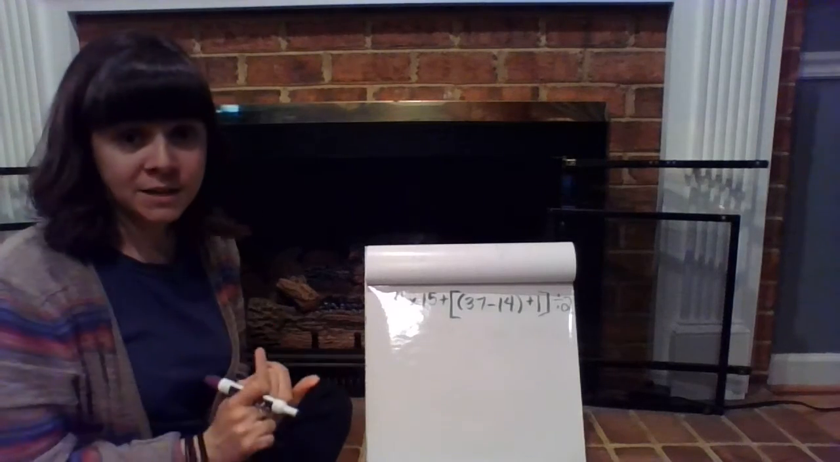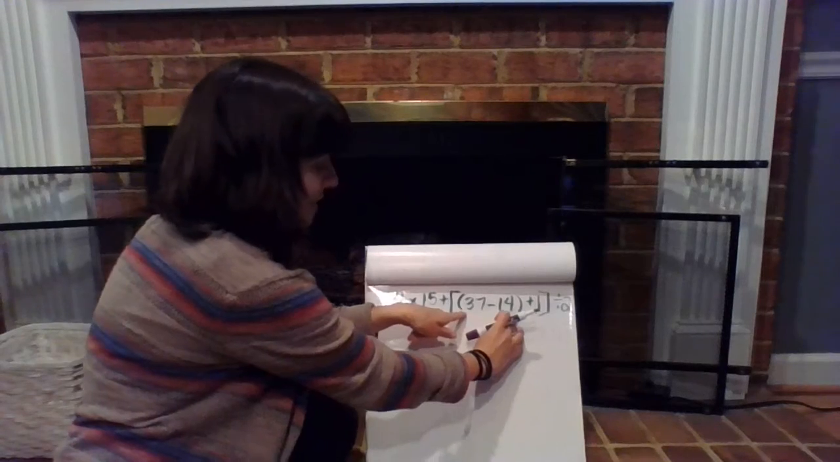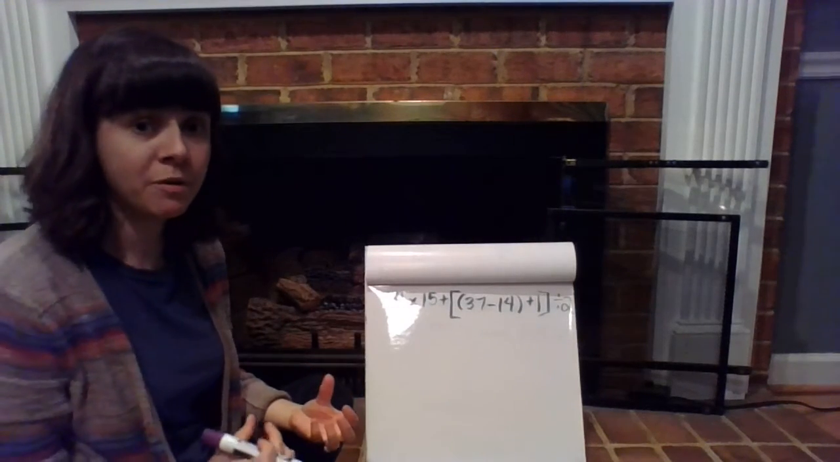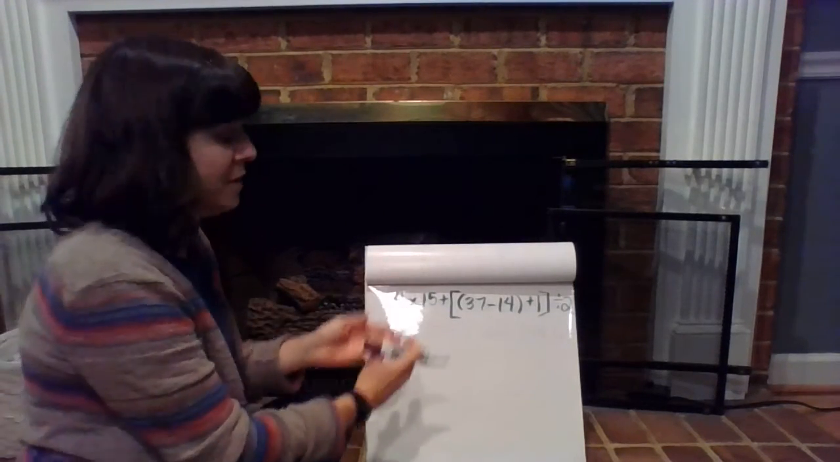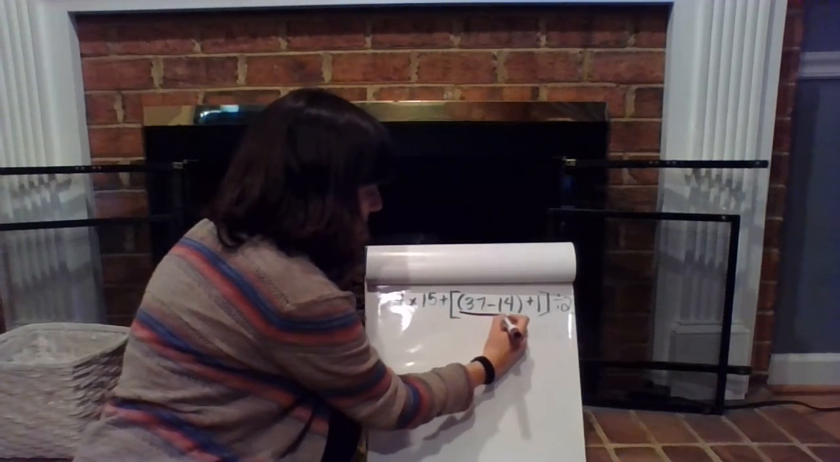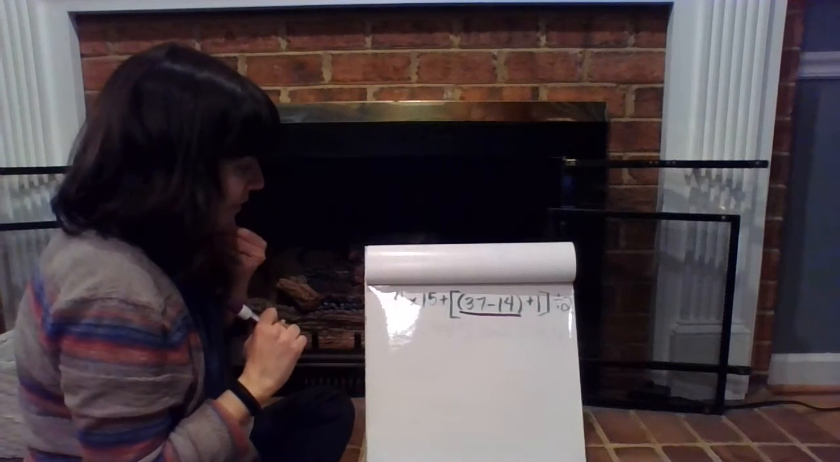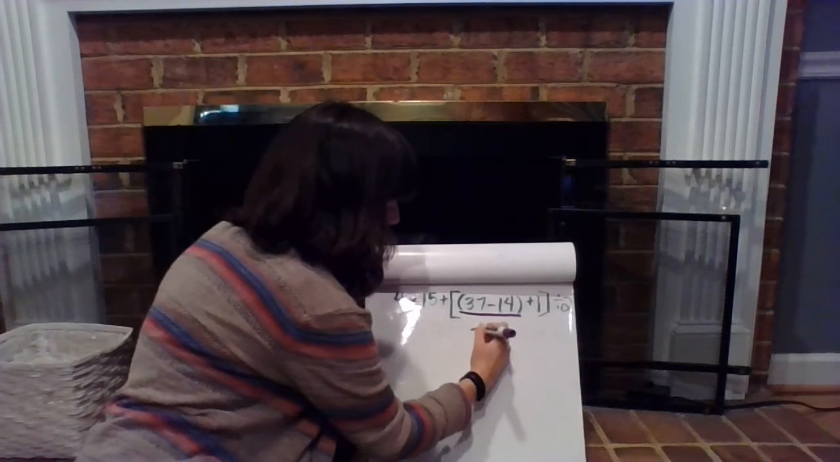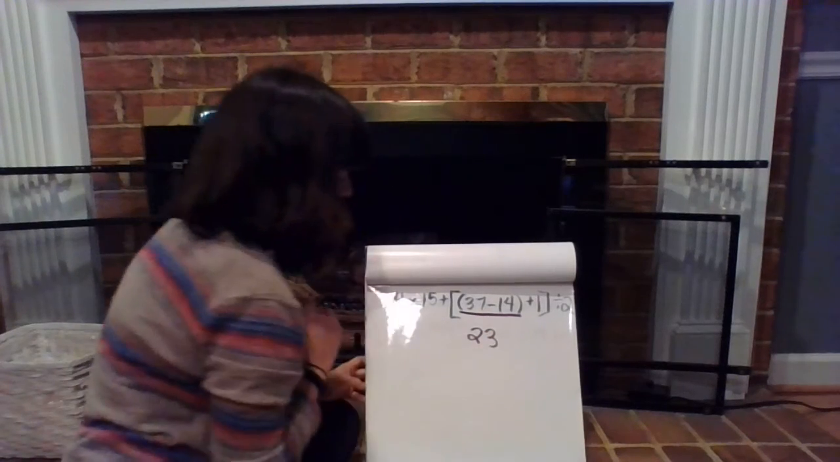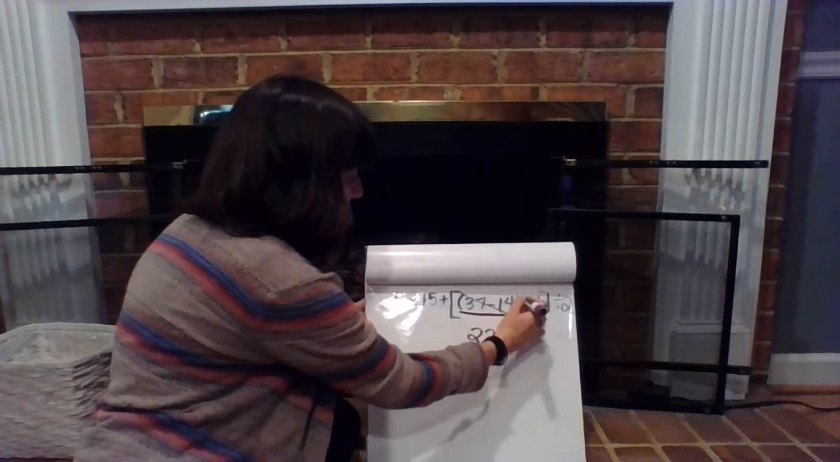So remember, PEMDAS, P parentheses. I have brackets and I have parentheses, and they're all in the same category, but remember, I'm always going to work from the inside out. So I'm going to look at my innermost parentheses. I have 37 minus 14. And I know that 37 minus 14 should be 23. And then I'm just going to bring everything else down. I'm just going to rewrite it. I've already solved this part.